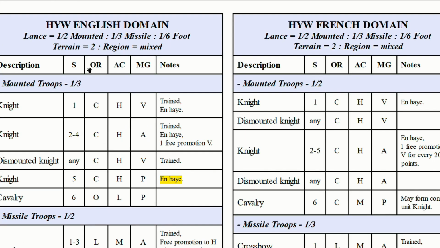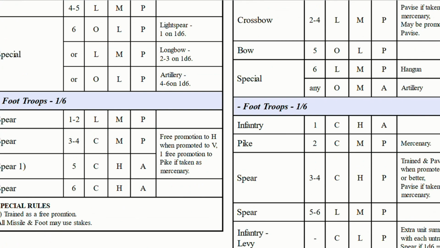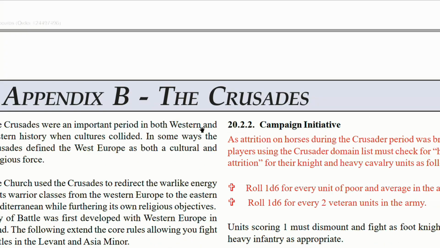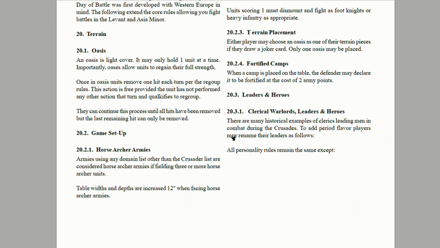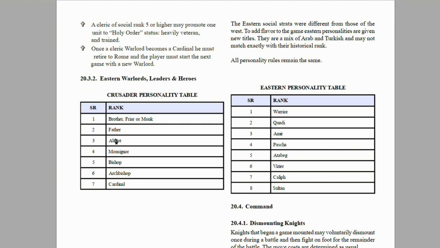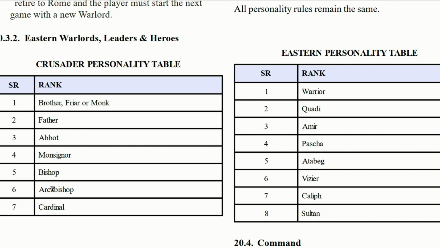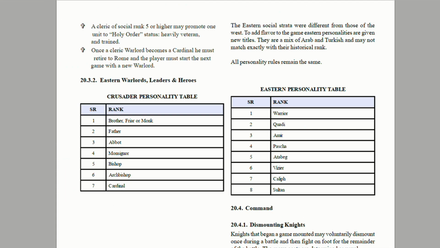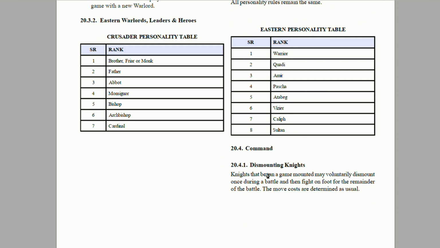So you see here you have knights. So here you have knights, they're heavy, they're veteran, they're trained, and hey, there's a very nice rule. You have all the information you require here. Appendix, the Crusades. The Crusades have many special rules, and they're very interesting, very well detailed, and they have extra personalities because you have abbot, monsignor, bishop, archbishop, or caliph, or sultan, or emir. So there's a lot of extra characteristics for the warlords.